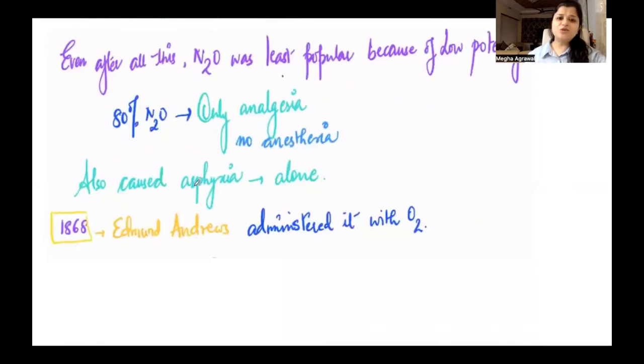Even after all this, nitrous oxide was not popular because of its low potency. We know that nitrous oxide is required in very high amounts. As high as 80% nitrous oxide produced only analgesia, that is pain relief, but not anesthesia. So no other component of anesthesia was there. It also caused asphyxia because it was not used with oxygen at that time. It was used with oxygen in 1868.